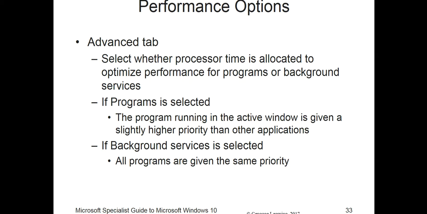Now, there's an advanced tab that selects whether processor time is allocated to optimize performance for programs or background services. If programs is selected, the program running in the active window is given a slightly higher priority than other applications. If background services is selected, all programs are given the same priority.